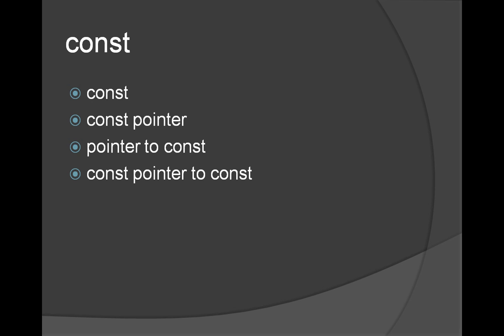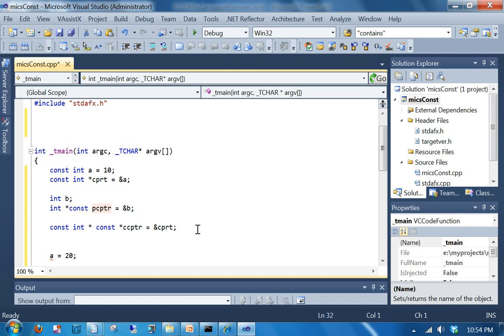So the next topic is const. Const is a keyword which we use when we are sure that the value of this particular variable is not going to change. So we have const pointer, pointer to a constant, const pointer to a const. We will see all of this. These are the different types of constants here.